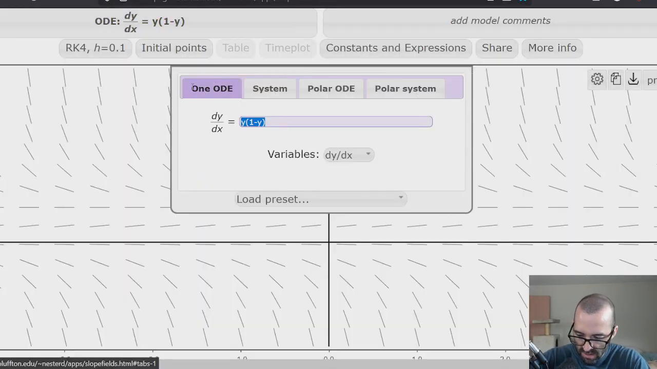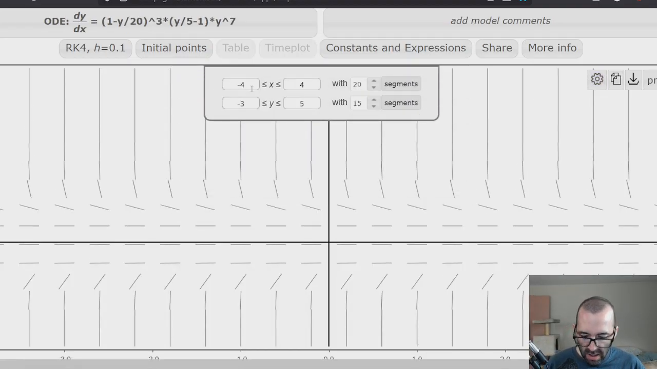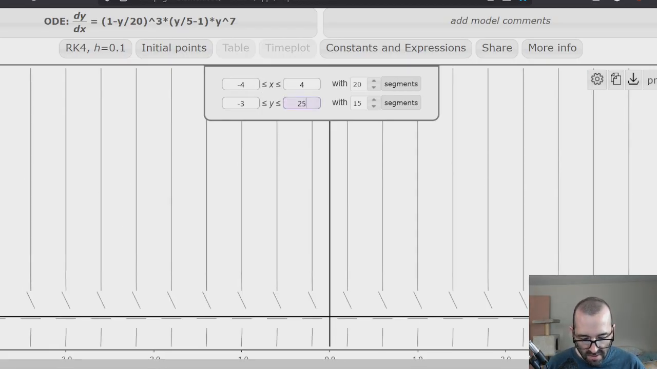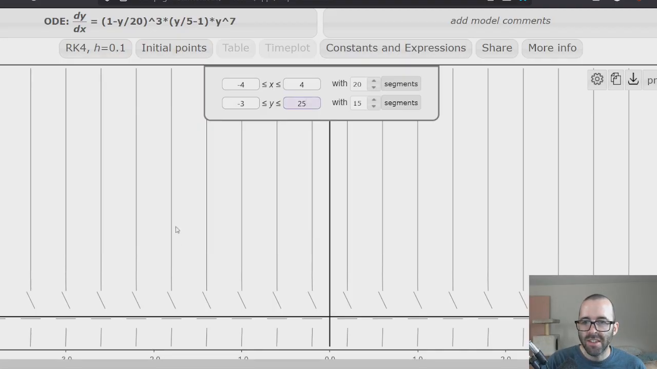Let's change everything to y's, so I don't have to change all of this. But 1 minus y over 20 cubed times y over 5 minus 1 times y to the 7th. And then again, what are we doing? We're looking from y goes from like, I don't know, -3 to like 25 or something. And okay, this is maybe a little alarming. What did ours look like? We had equilibrium solutions at 25 and 0.